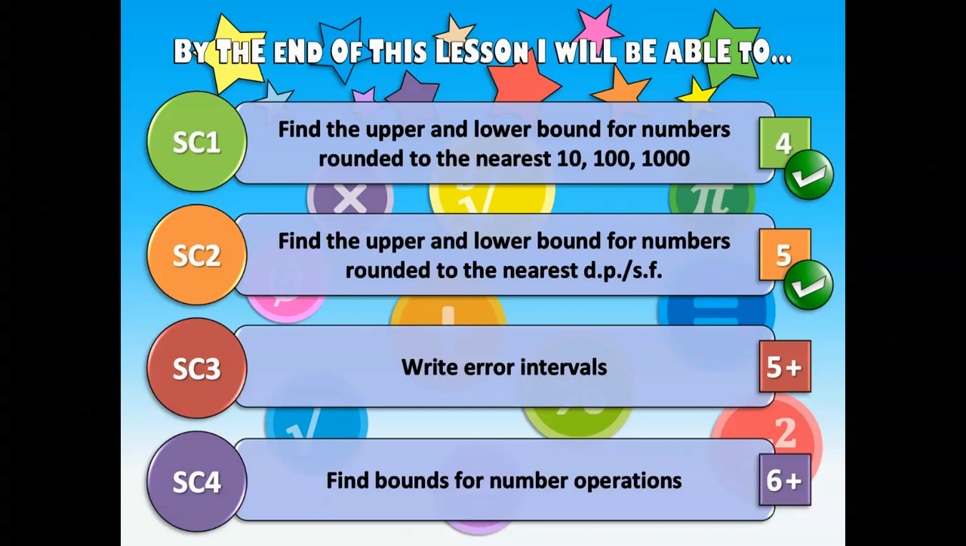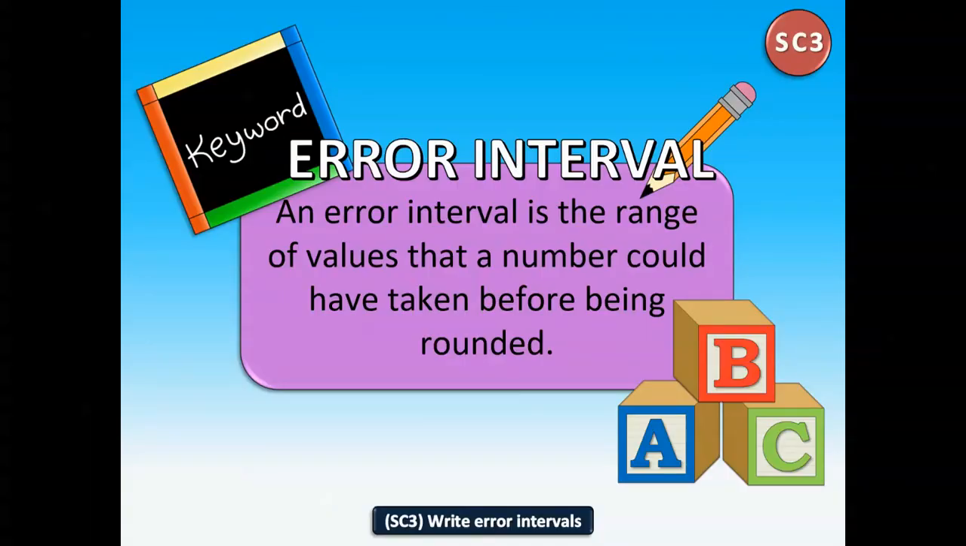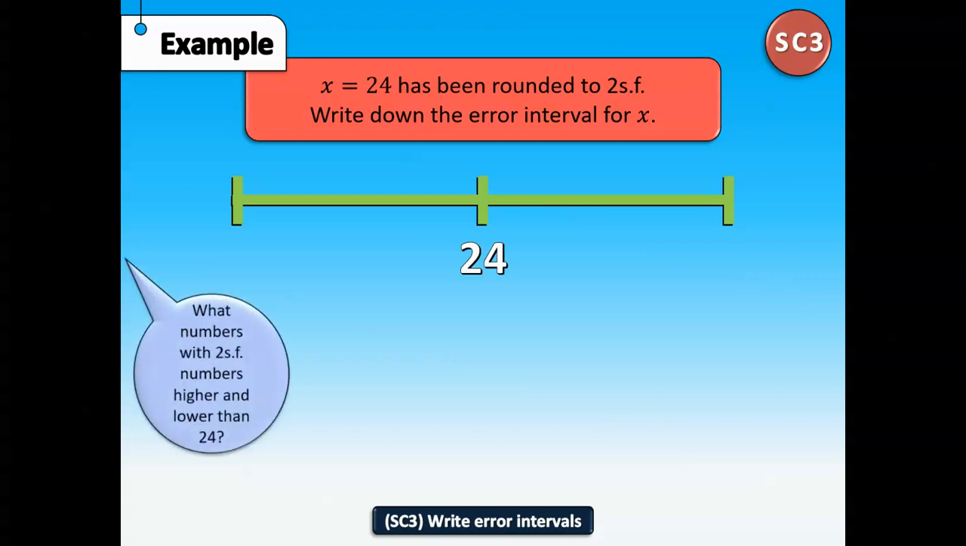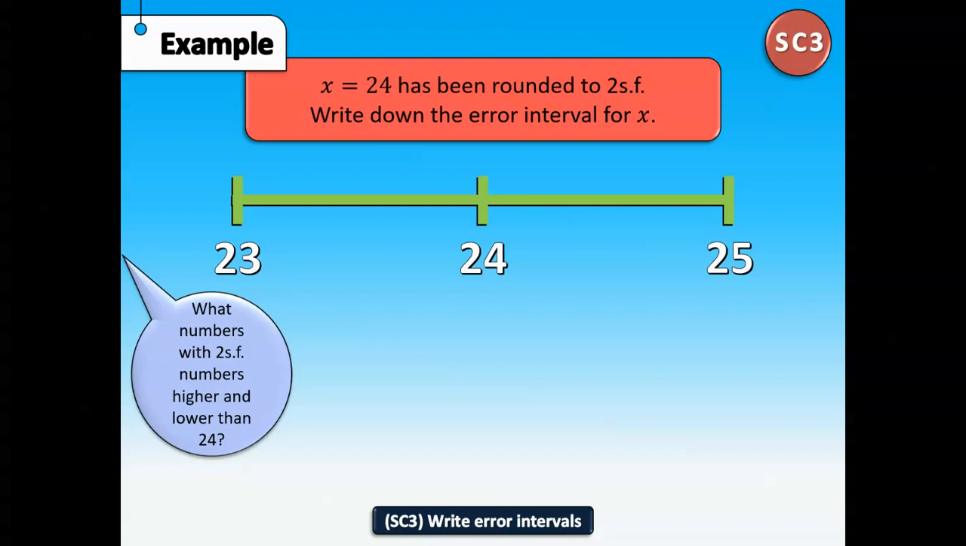So now we're going to move on to number 3, and this is to write error intervals. So an error interval is the range of values that a number could have taken before being rounded. So x equals 24, and it's been rounded to 2 significant figures. So we want to write down an error interval for x. So if 24 is on our number line, and it's been rounded to 2 significant figures, the number before 24 is 23, and the number after 24 is 25.